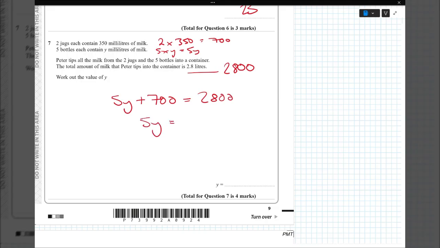Now the 5y, or whatever's left in the bottles, is going to equal 2,100, and we simply divide that number by 5, and it tells me that the value of y is 420.